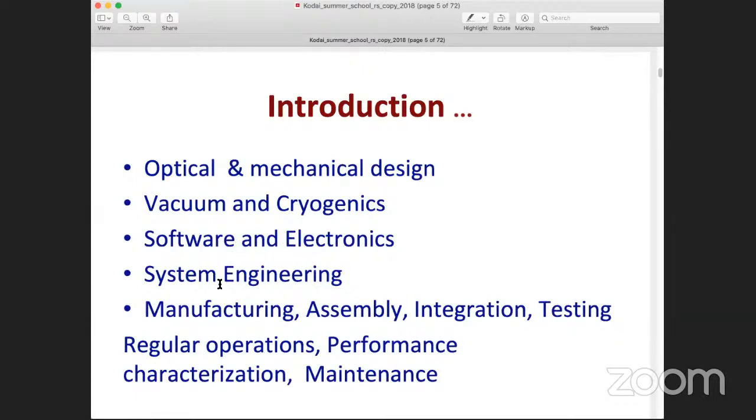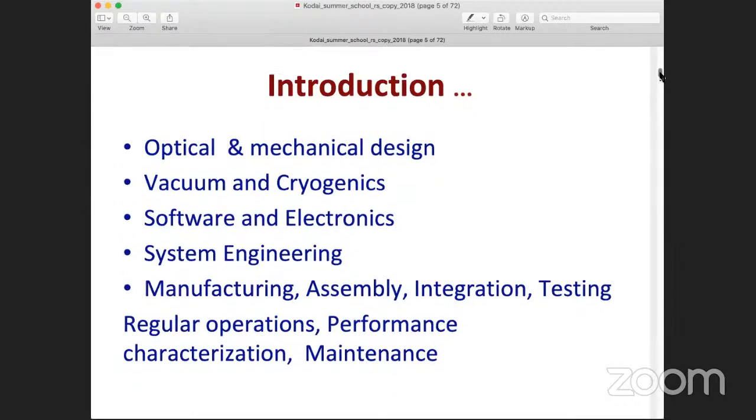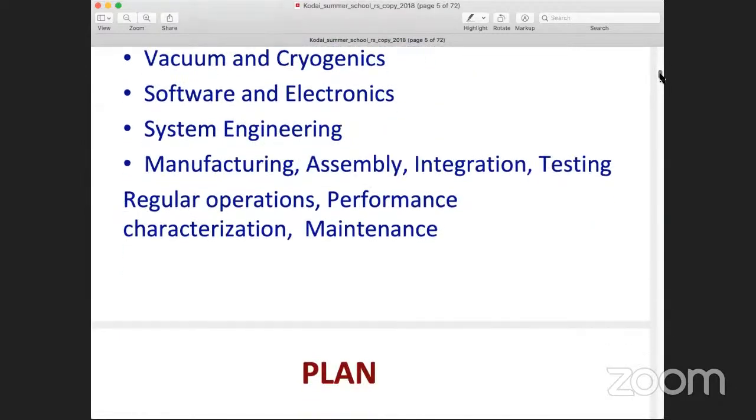takes care of the overall maintenance of the system right from the beginning: conceptual design and actual design, integration, manufacturing, assembly, testing, regular operation, performance characterization, and maintenance. Everything is included. So all these things are part of astronomical instrumentation. These are the things we will do.